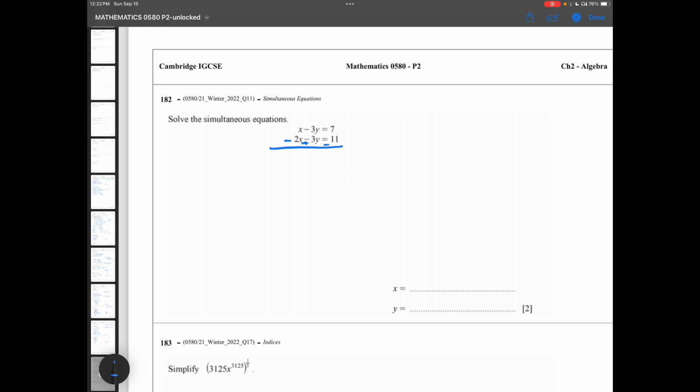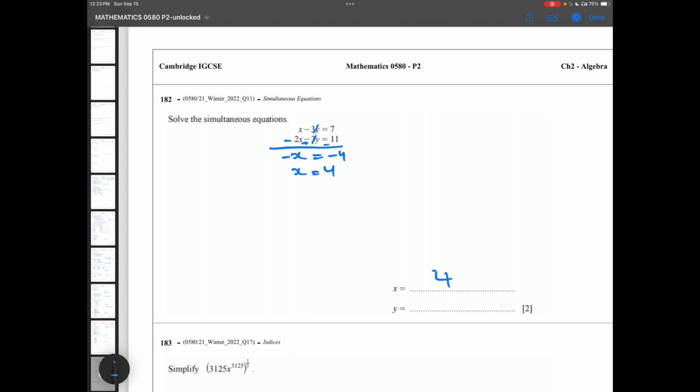So x minus 2x is minus x, minus 3y plus 3y gets cancelled, and 7 minus 11 is minus 4. So x is equal to 4, the minus signs get cancelled. I get the value for x.